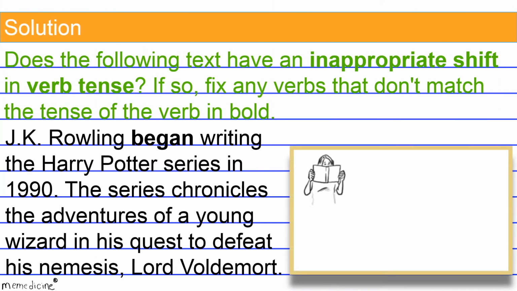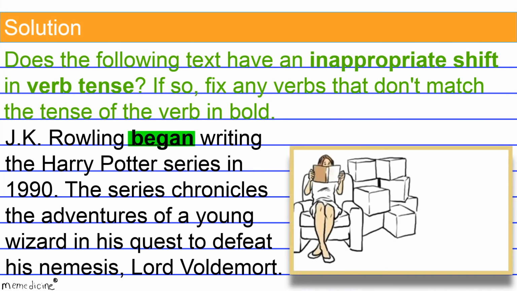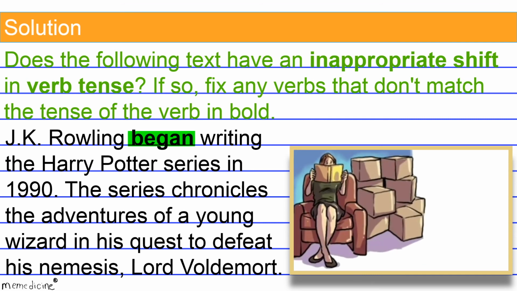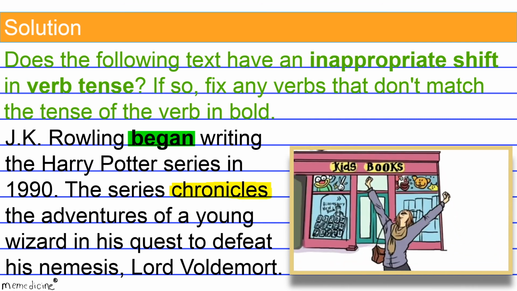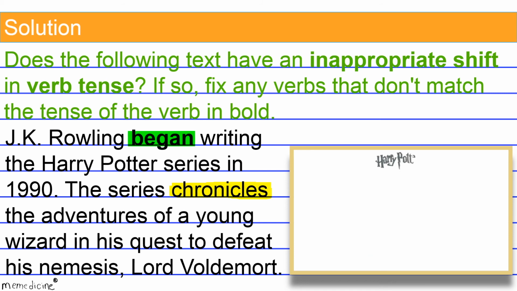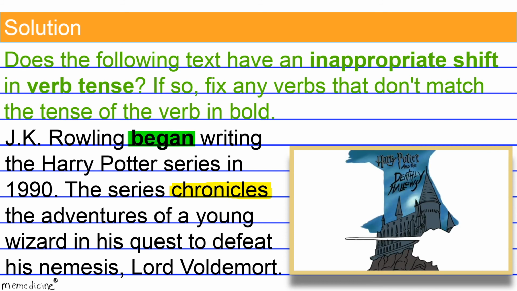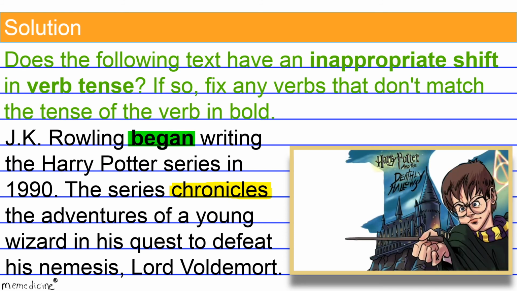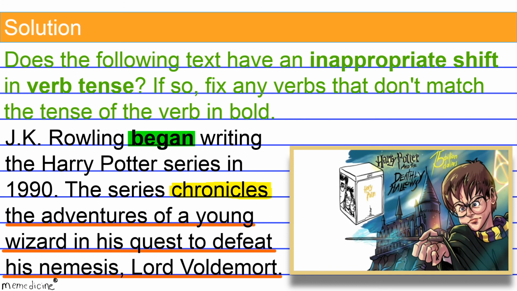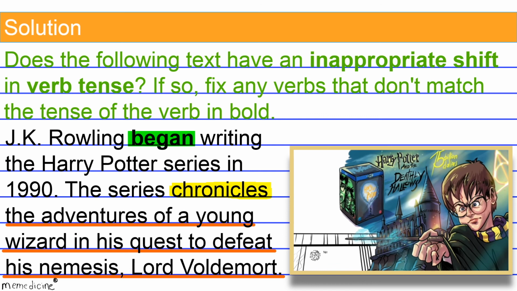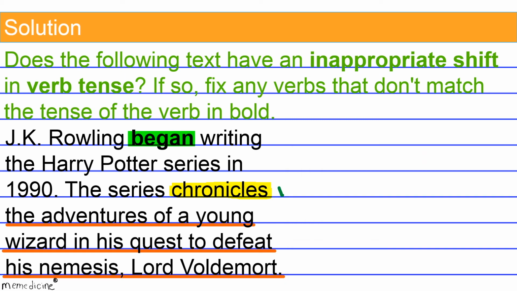Look at the verb in bold, began. It is in the past tense. However, notice that the third verb, chronicles, is written as a simple, singular, third person, present tense verb form. With the verb chronicles, the sentence shifts to the present tense to discuss the lead character of the Harry Potter series. This is an example of the literary present tense. No edit is required. This verb form is correct.